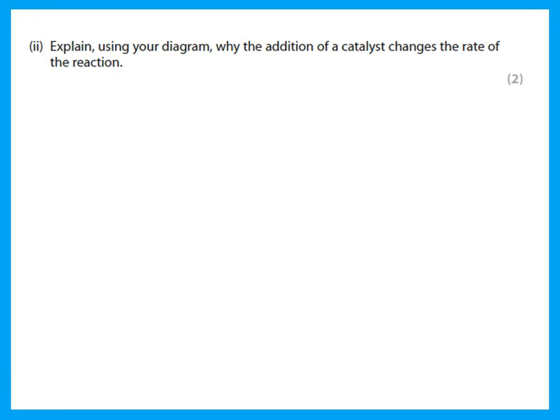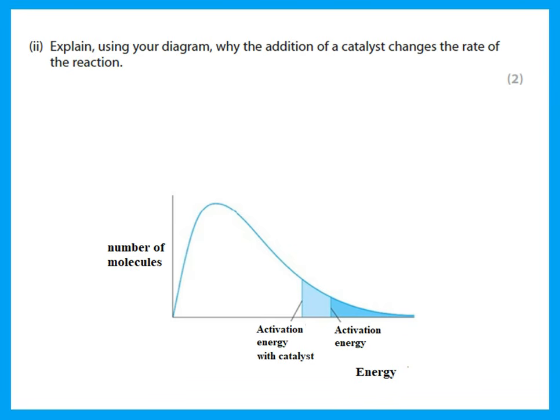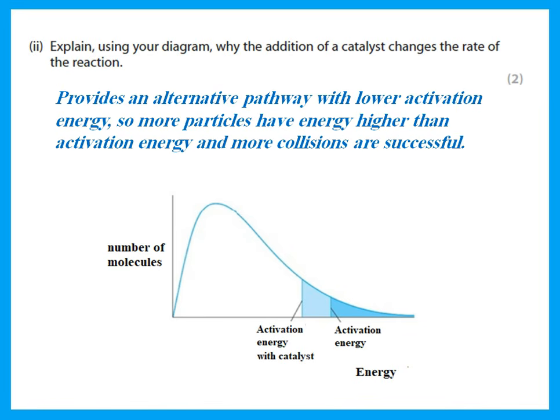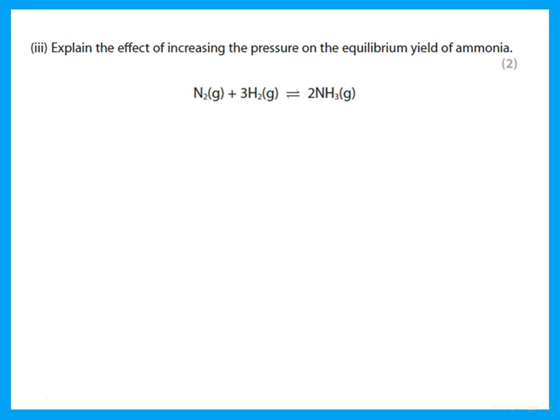Then he says, explain using your diagram, which is the diagram that we just drew, why the addition of a catalyst changes the rate of the reaction. You should know that the catalyst provides an alternative pathway with lower activation energy, so more particles have energy higher than the activation energy, and that means more collisions would be successful.